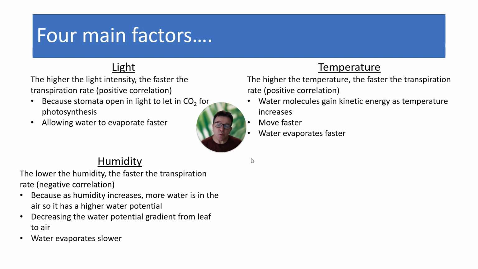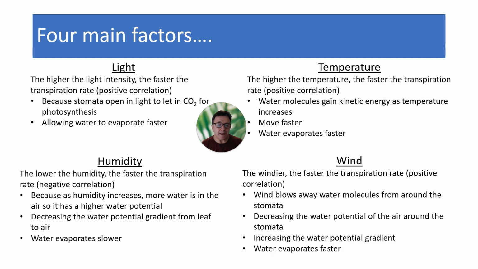Humidity: the lower the humidity, the faster the rate of transpiration. This is because as humidity increases, more water is in the air, so there is a higher water potential, decreasing the water potential gradient from the leaf to the air, so therefore water would evaporate slower.